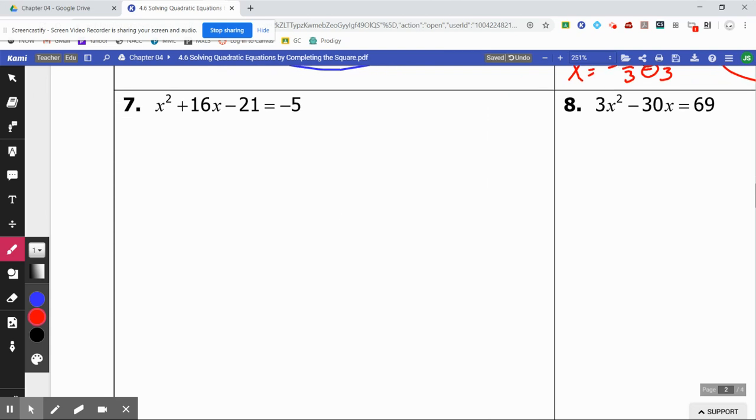Number 7, back to the easier one now. I don't know why they threw that hard one in there. First thing, I want my x squareds and x's on one side and all my constants on the other side. So let's do x squared plus 16x. When you move your 21 over by adding 21, you get 16.